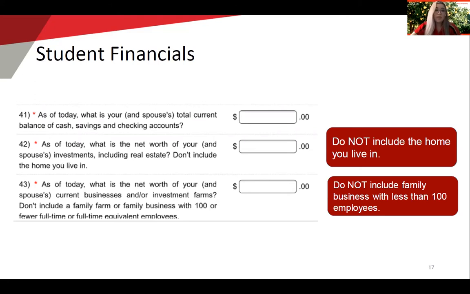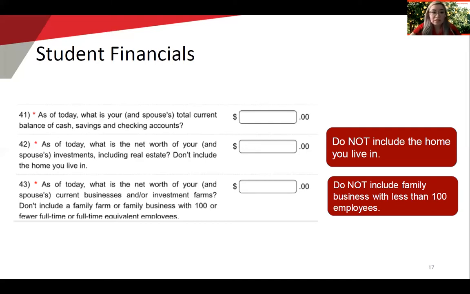So you're going to need information on the cash, checking, and savings balances you have as of the date you're filling out the application. If you look at question 41, it's going to look similar on the FAFSA application as it will on the CADAA application. It's going to ask you, as of today, which is the date that you're filling out the application, what is you and your spouse's, if applicable, total current balance of your cash, savings, and checking accounts. So you'd take the amount you have combined in cash, savings, and checking, and that's what you're reporting on the application. But it's solely on the day that you're filling out the application.